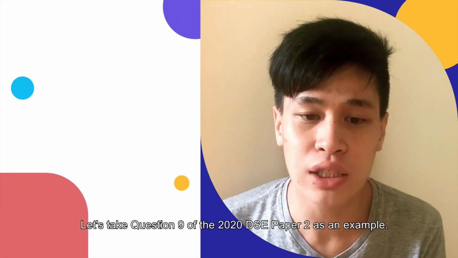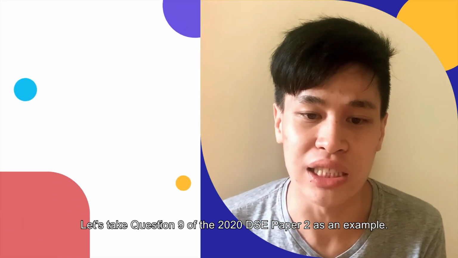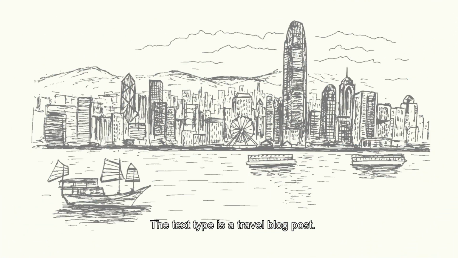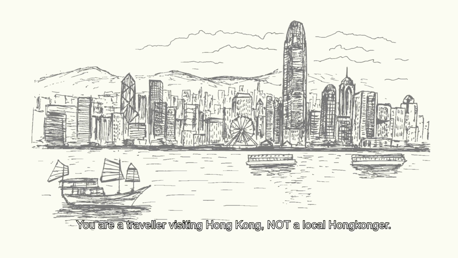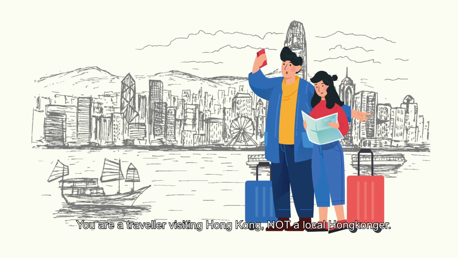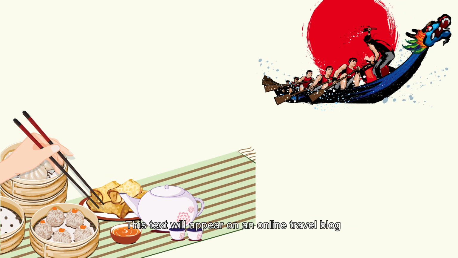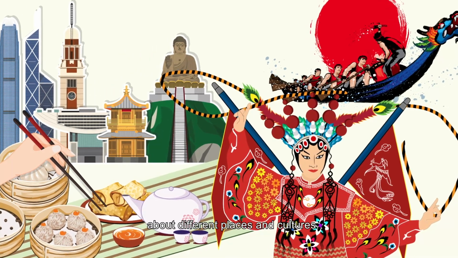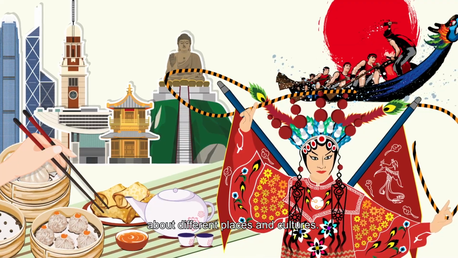Let's take question 9 of the 2020 DSE Paper 2 as an example. This text type is a travel blog post. You are a traveler visiting Hong Kong, not a local Hong Konger. The readers will be other travelers and travel enthusiasts. This text will appear on an online travel blog about different places and cultures.